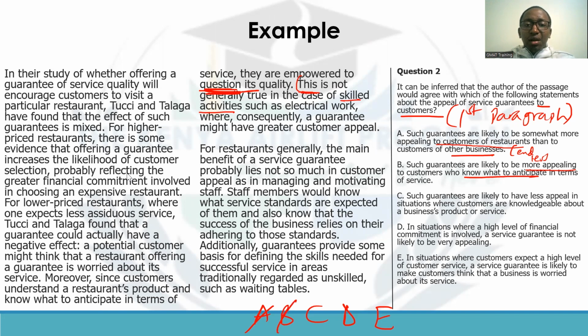C is out. See, such guarantees are likely to have less appeal in situations where customers are knowledgeable about a business's product or service. So this is exactly what this sentence here says.